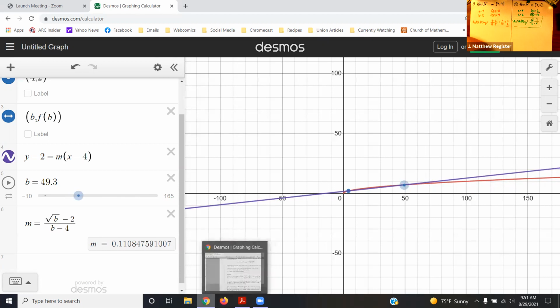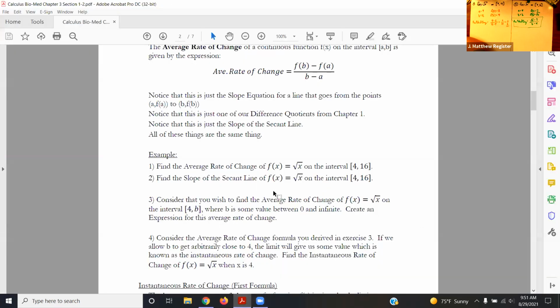But we can go a step further. And that step further is going to come from the instantaneous rate of change. And so consider the average rate of change formula you derived in exercise 3. If we allow b to get arbitrarily close to 4, the limit will give us some value which is known as the instantaneous rate of change. Find the instantaneous rate of change when x is equal to 4.